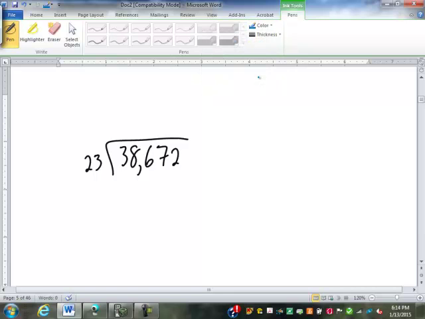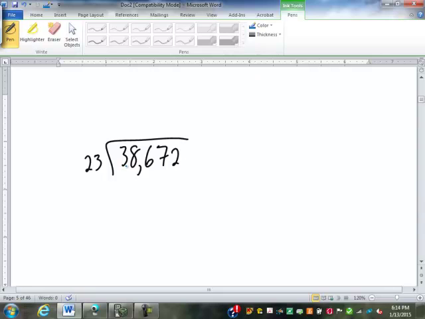We just said that division is repeated subtraction. Well, I could start subtracting 23 from 38,000, but we'll be here for a while. So there's got to be a quicker way to do it. If I could subtract a huge chunk of 23s all at once, I'd make it go faster. And that's exactly what long division is.